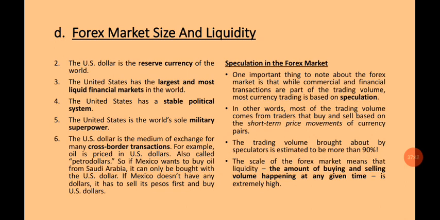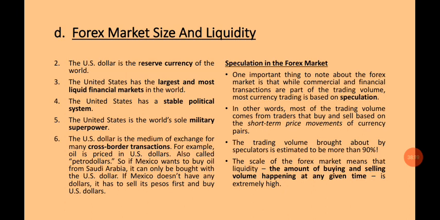For example, oil is priced in US dollars, which are also called petrodollars. So if Mexico wants to buy oil from Saudi Arabia, it can only be bought with the United States dollar. If Mexico doesn't have any dollars, it has to sell its pesos first and buy the US dollars.